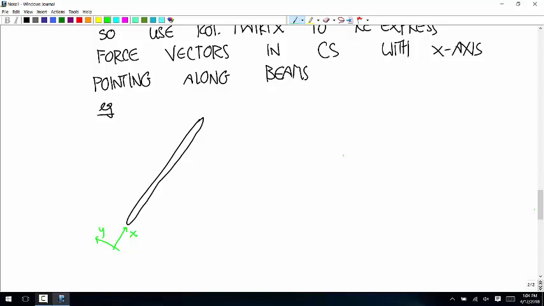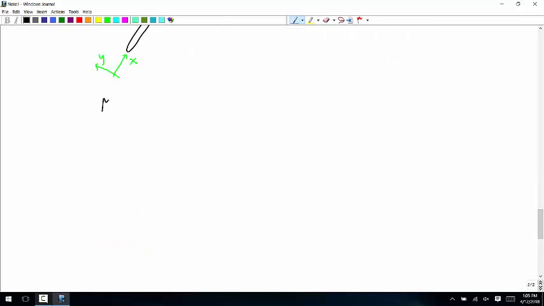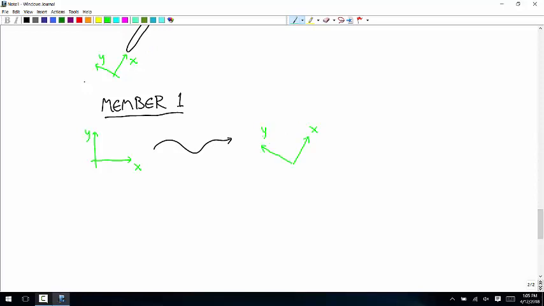Okay? So the rotation matrix that we want, we're going to do them one by one. But for member one, we want to start with this coordinate system and figure out a rotation matrix that takes us to the new one. So we have to figure out, yes?